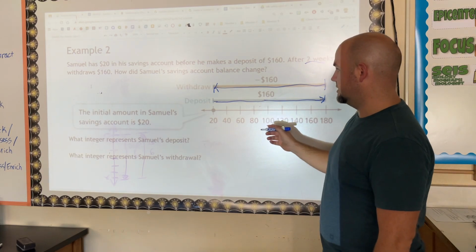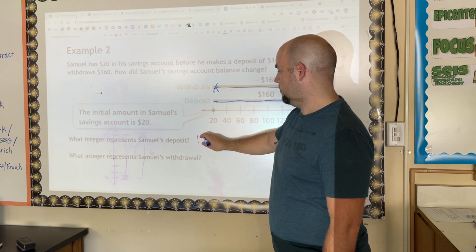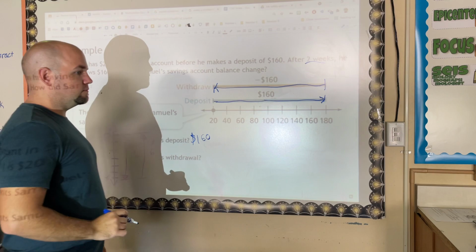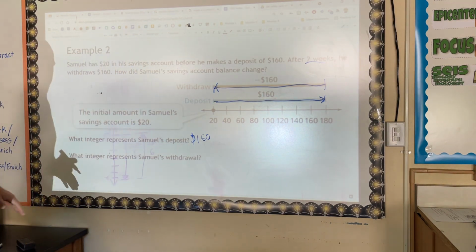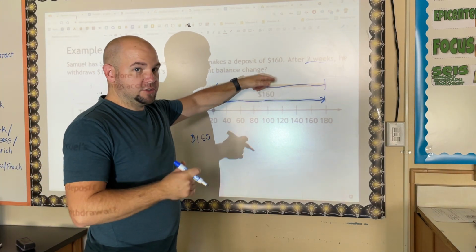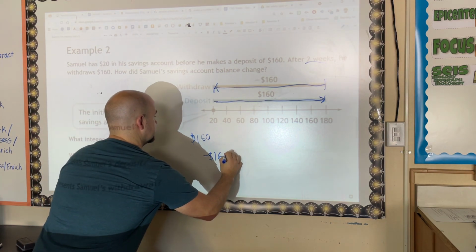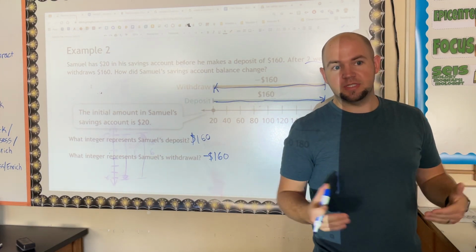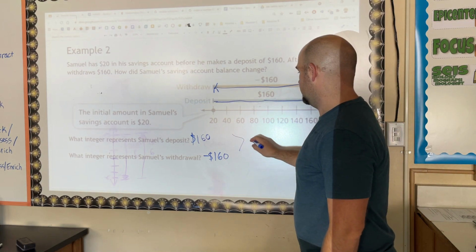So what integer represents Sam's deposit? What integer represents that? So he's got his deposit. He's going to be 160. Poor handwriting, sorry. So his integer for his deposit is $160. And then what integer represents his withdrawal? Well, he took out 160, so that is what it is. Negative $160. And those two numbers are opposite. 160, negative 160. They're opposites.